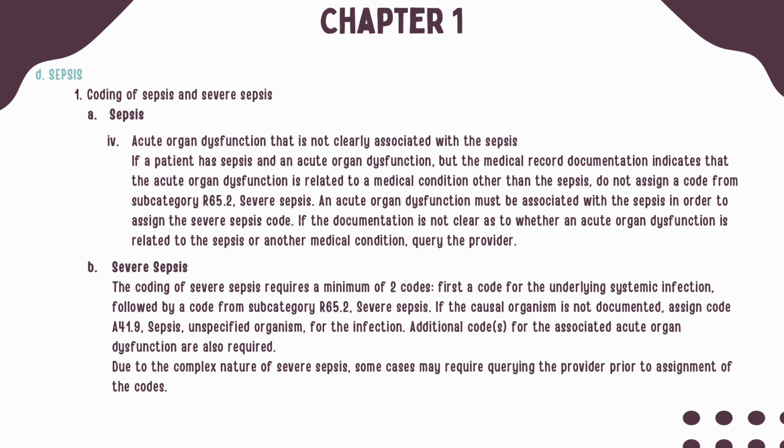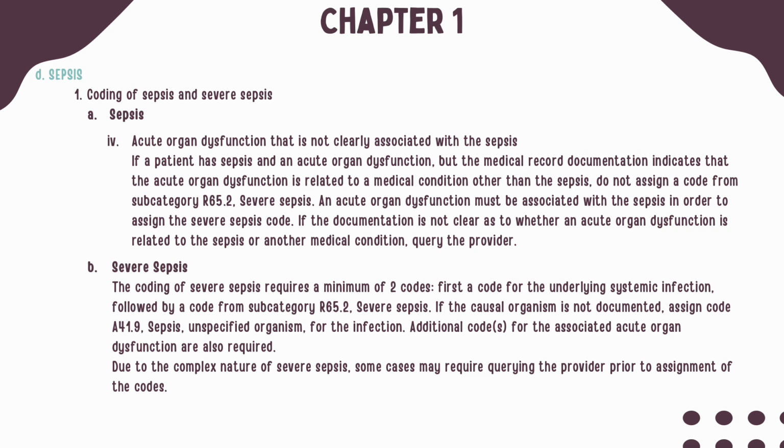If the patient has both sepsis and acute organ dysfunction, but the medical record indicates that the acute organ dysfunction is related to a condition other than the sepsis, you should not assign a code from subcategory R65.2 for severe sepsis. If the documentation is not clear as to whether the acute organ dysfunction is related to the sepsis or another condition, you should query the provider for clarification.